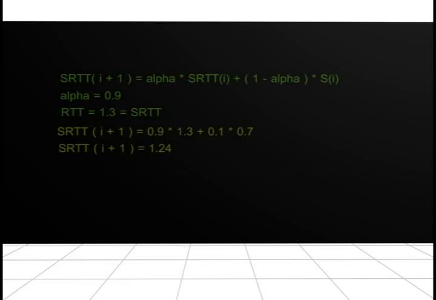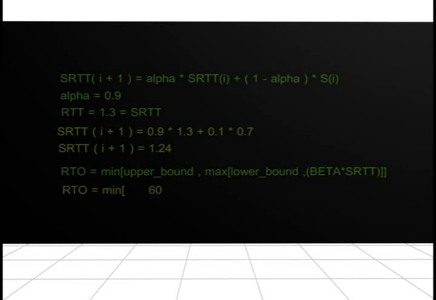Now TCP can compute the retransmission timeout by using the following formula, where the upper bound, for example, is equal to 1 minute, the lower bound is equal to 1 second, and beta is a delay variance factor, usually 1.3 to 2. TCP will update its timeout timer to 1.612 seconds.